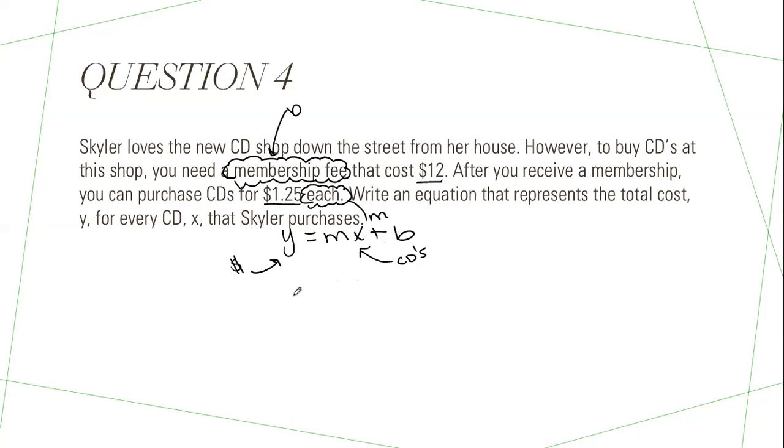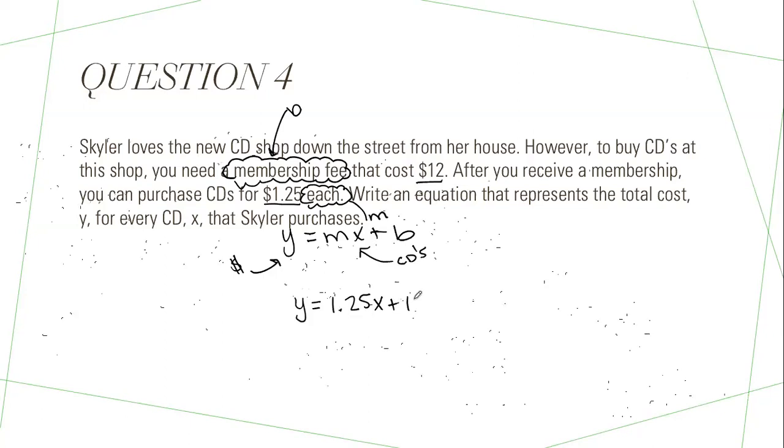So the B is obviously supposed to be 12 because that's the one-time fee we only pay once. And the M would be the unknown amount of times we pay that, but that's for each. So it would be y equals 1.25x plus 12. Perfection. So this is my equation for the CD shop.